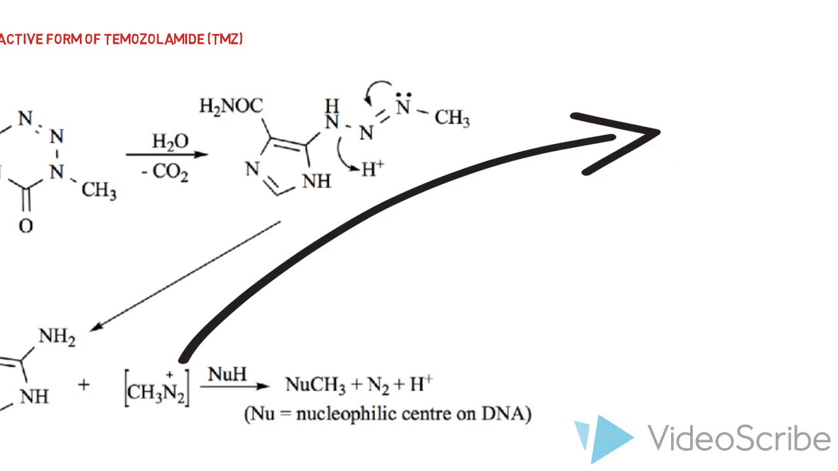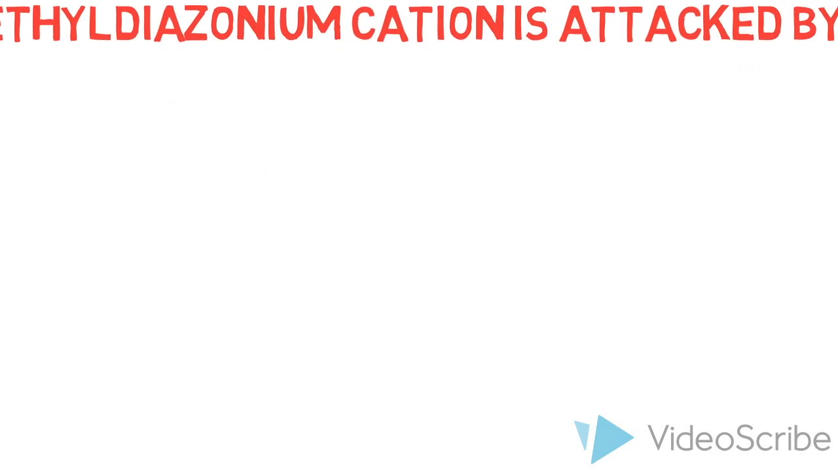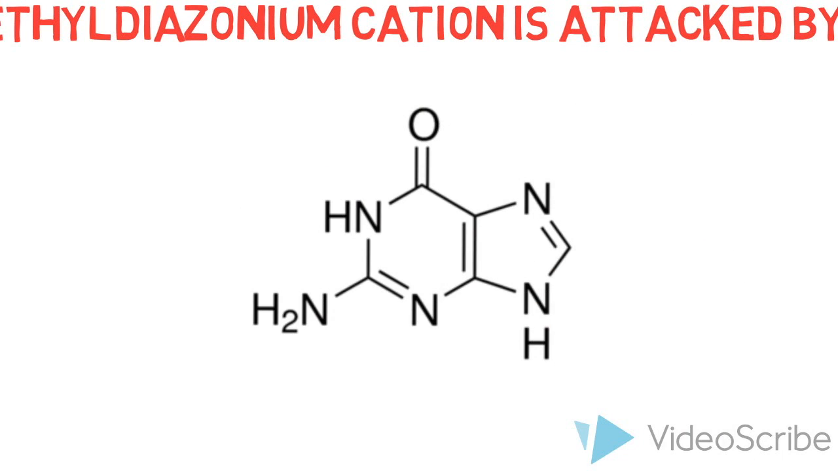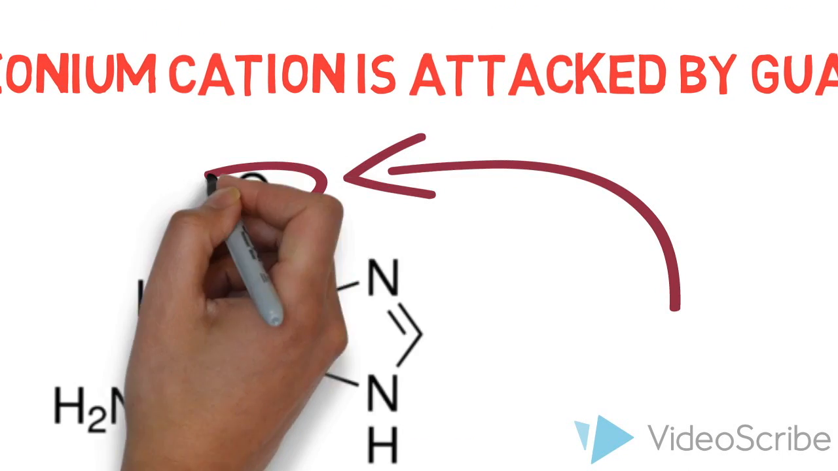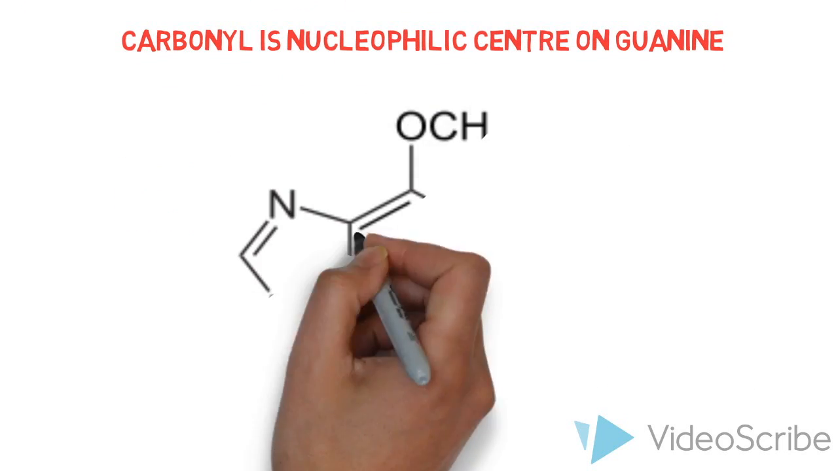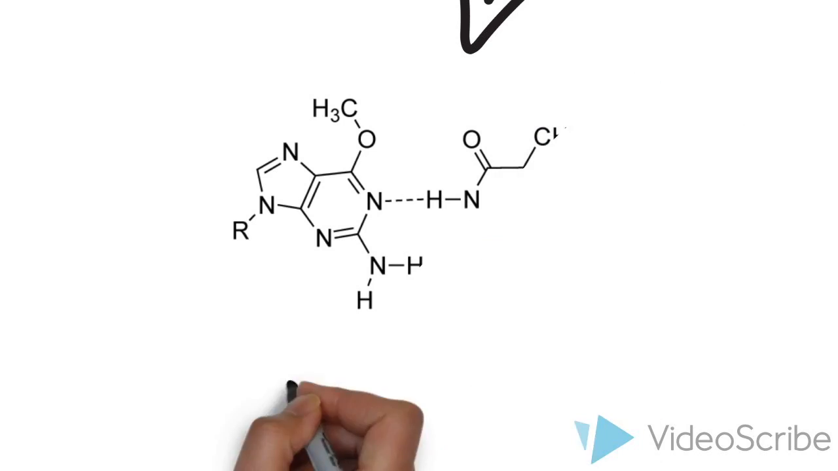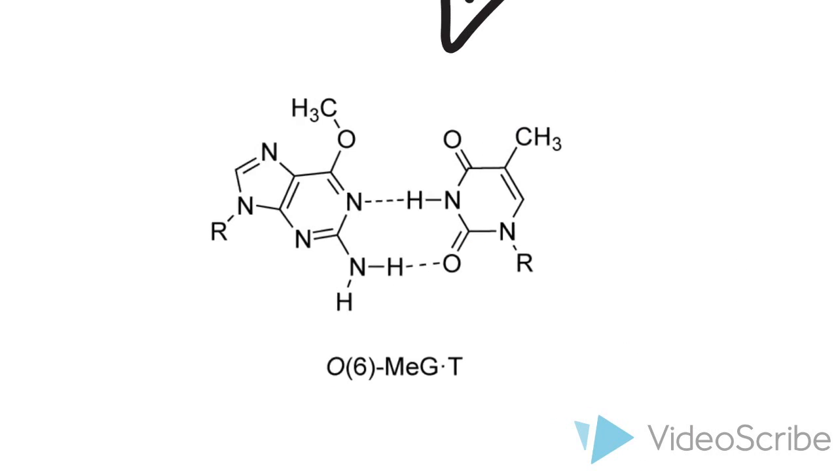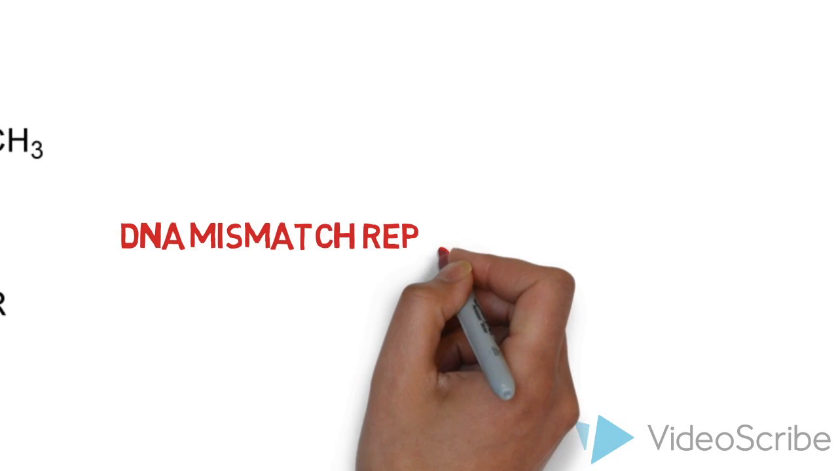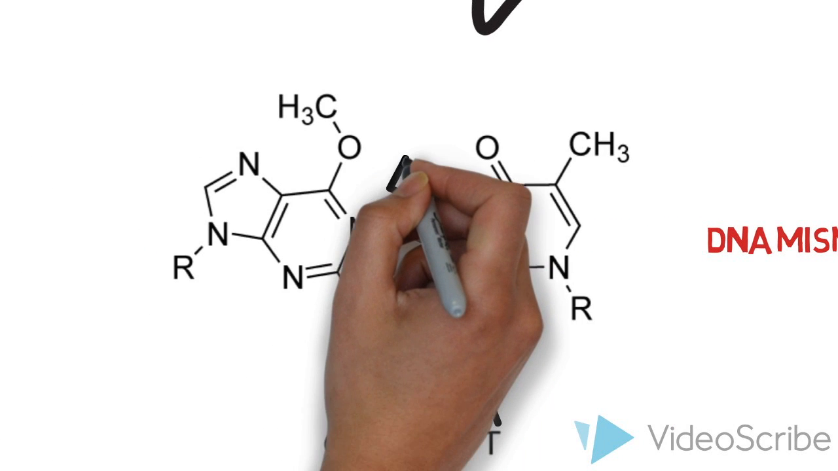The electrophile produced, called methyl diazonium cation, is attracted to the carbonyl on guanine, carbon 6, which is a nucleophilic site. TMZ alkylates guanine at carbon 6 to give O6-methylguanine. O6-methylguanine mispairs with thymine during DNA replication, therefore alerting DNA mismatch repair, MMR.